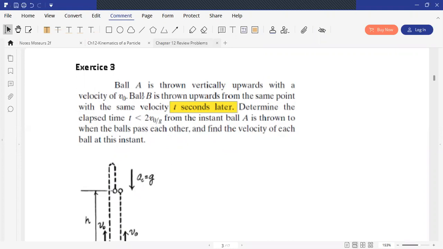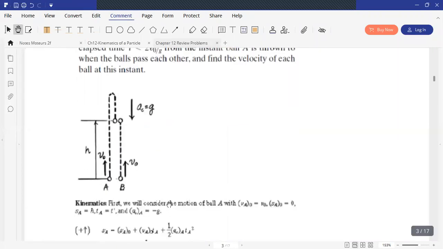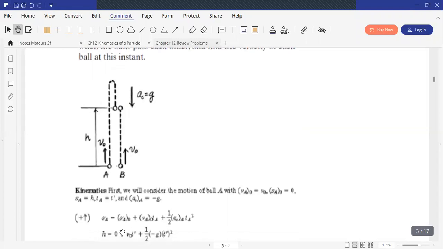Now when I start with A, I don't have a problem because I launched A at t equals 0. So I can directly use the projectile equation for A. What is the projectile equation for A? It's SA equals SA0 plus VA0 times TA plus half A TA squared. And TA here is what?